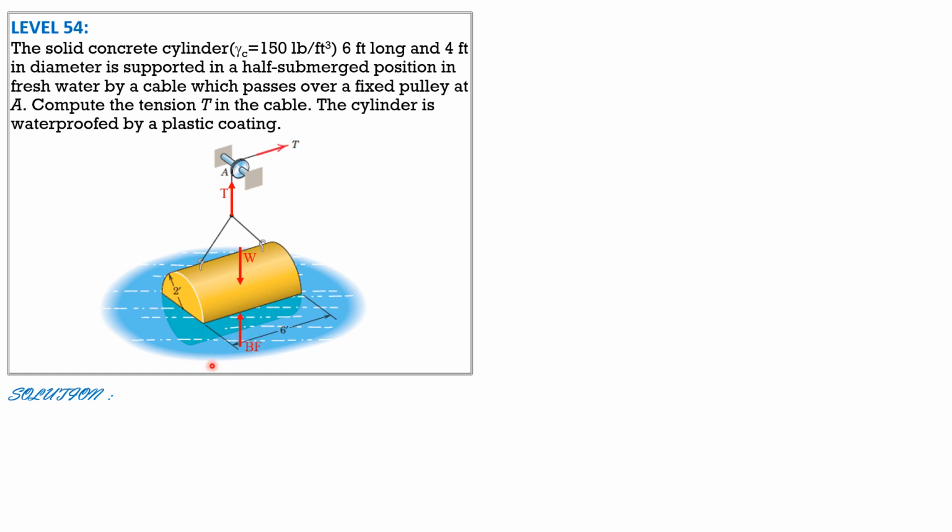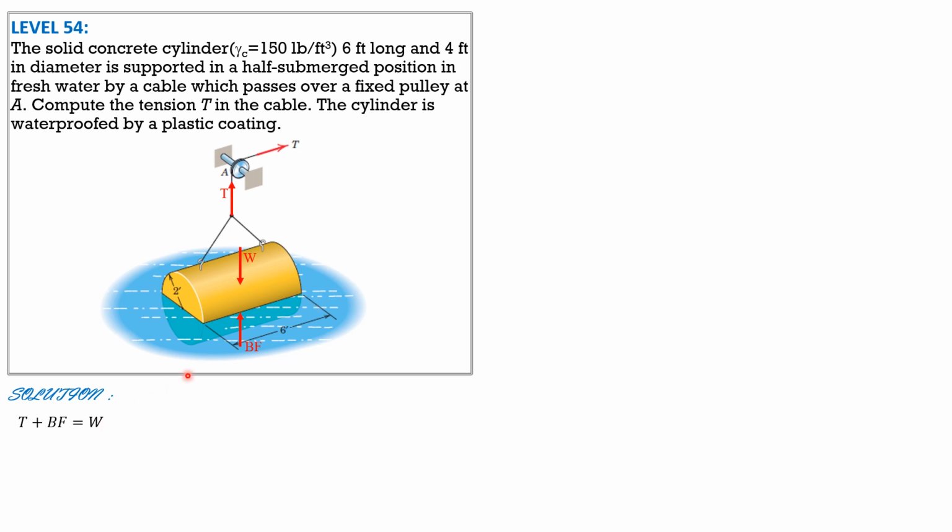So for our equation, summation of forces in Y equals 0. Tension plus buoyant force equals W, where the tension is the item in question. Buoyant force is the specific weight of fresh water, which is 62.4, times volume displaced. Volume displaced is the area of a semicircle, pi over 2 times 2 squared, times 6 feet.